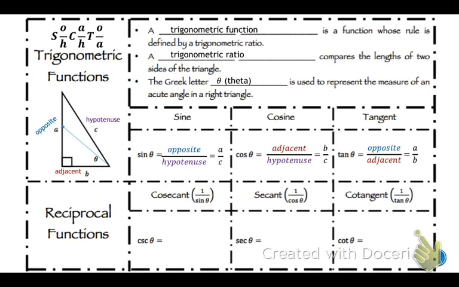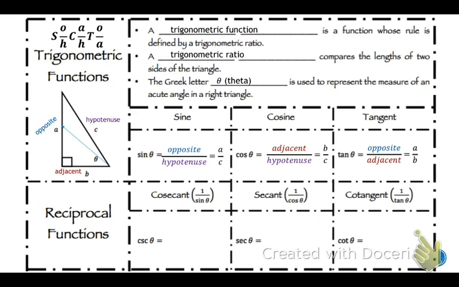Okay, now reciprocal functions. So reciprocal functions are basically opposite of sine, cosine, and tangent. Okay, so sine and cosecant are opposites. Cosine and secant are opposite. Tangent and cotangent are opposite. So tangent and cotangent are easy to remember because they both say tangent in the name.